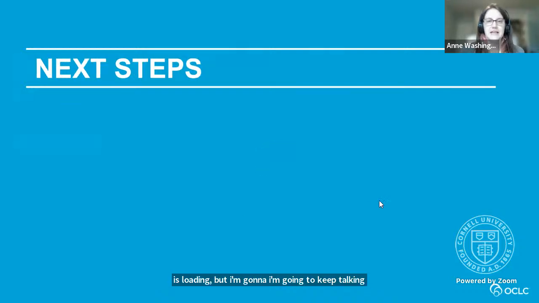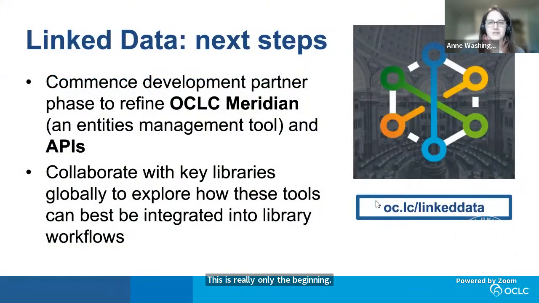This is really only the beginning. WorldCat Entities forms the foundation and provides those millions of entities. We're building out the foundation for linked data infrastructure at scale. Our next steps include a development partner phase to refine OCLC Meridian, which is actually the interface that users would use to add, create, and edit entities in that system. We have plans to add and update our entities as that graph continues to improve and grow. And we'll continue to collaborate with key libraries globally and explore how we can incorporate entities and this tool into different workflows. We look forward to innovating together with the community.